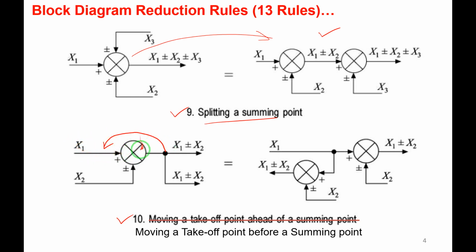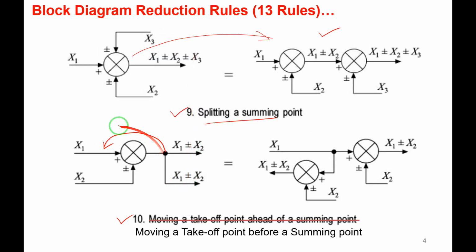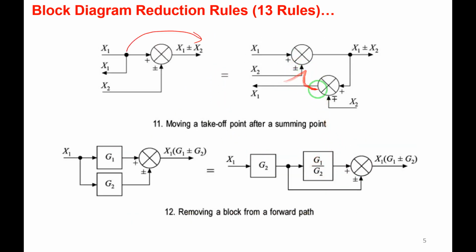Just observe here. Okay, the 11th rule also I will go through. I will go to the 11th and compare both the 10th and 11th rule. Observe here, moving a takeoff point after a summing point. The takeoff point is here. I want to shift it after a summing point, right? Whether I shift the takeoff point before a summing point or after a summing point, one more summing point gets added. Two summing points are coming here. You can observe in rule number 10 and 11, right?